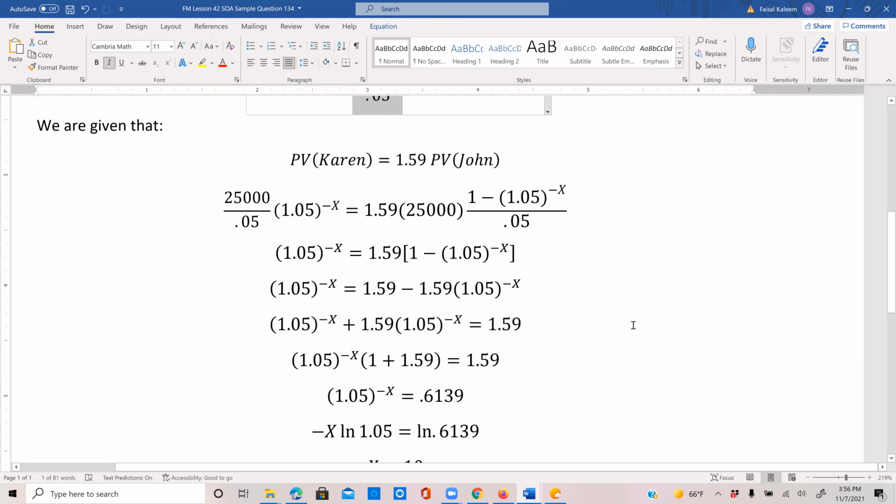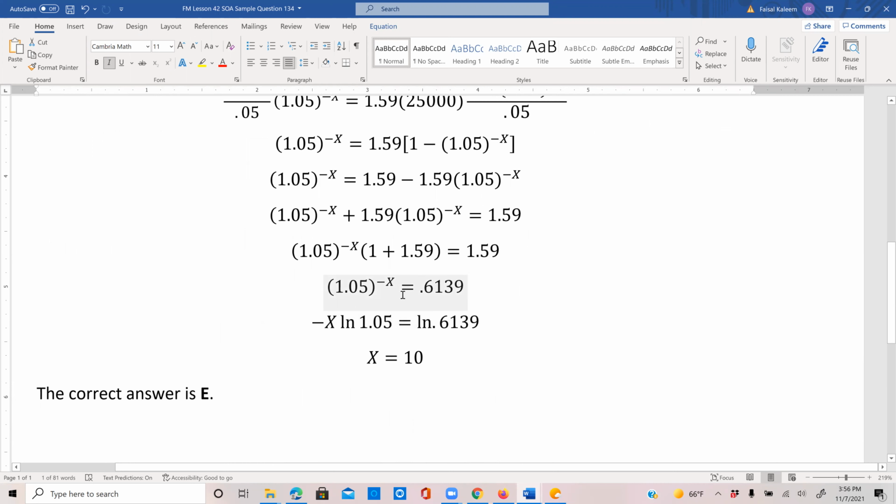Then you divide by this factor to get 1.05 to the negative X, and you take ln of both sides. And finally, we divide by the negative ln 1.05 to get X equals 10. That was choice E.